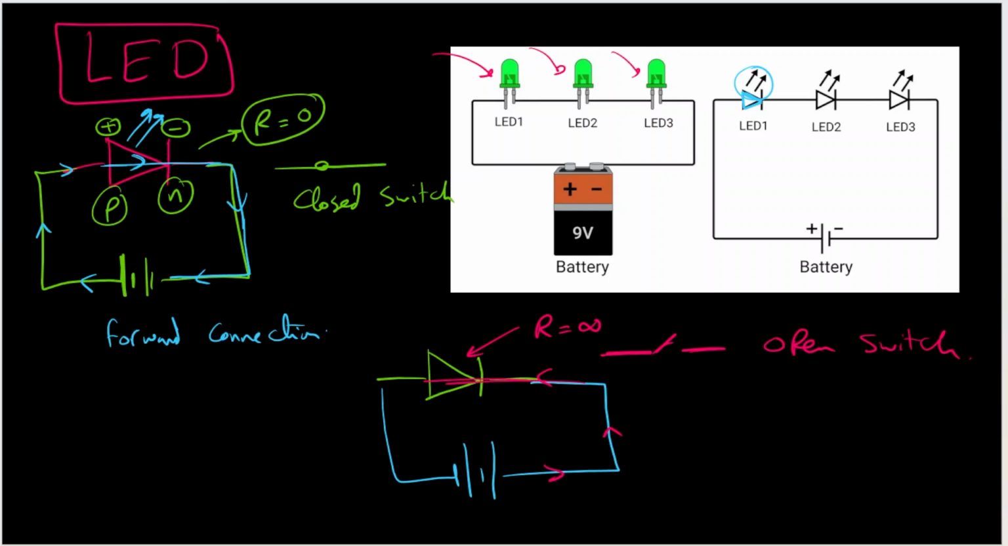So as you can see, the LED is completely different from the bulb and the resistor. In the resistor, the current can move just from left to right or from right to left. It doesn't matter. But in an LED, or light emitting diode, it's just one way. It's just one direction, like a valve. It just lets the current flow in one direction.